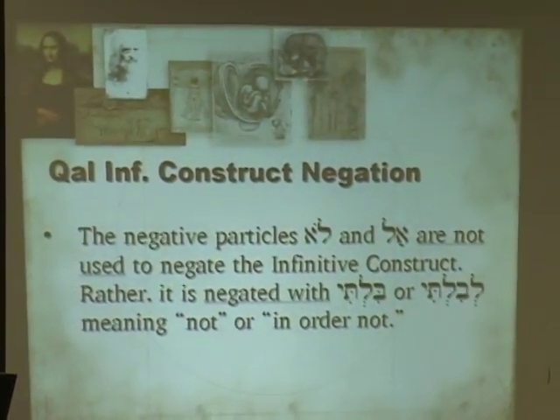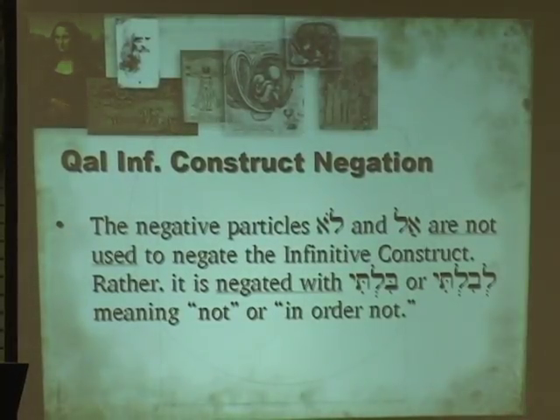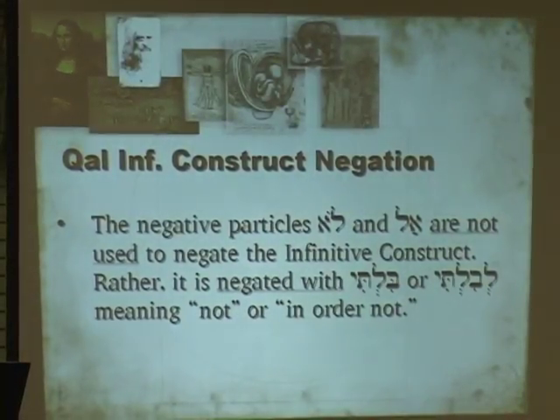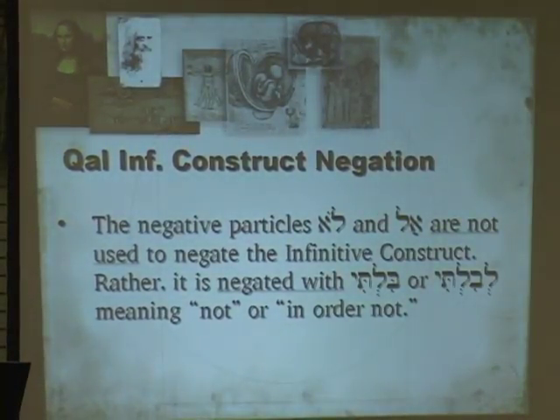How do we negate infinitive constructs? We already learned how to negate verbs. We already learned how to negate imperatives. Now we need to learn how to negate infinitive constructs. We are not using in this particular chapter such particles as lo or al. They're not used with the infinitive construct. There's a whole new word which is called biltiy. Biltiy.